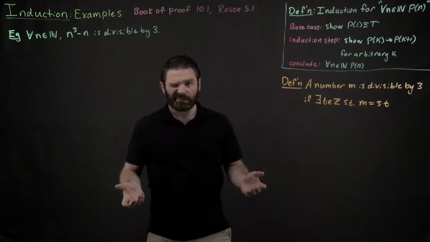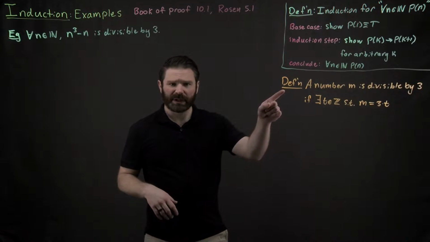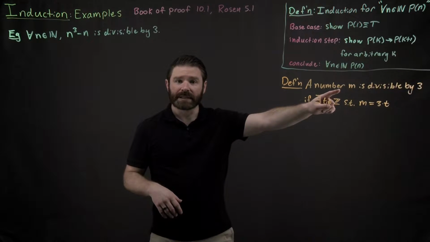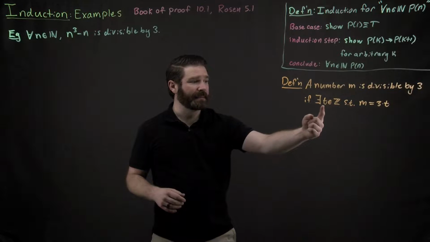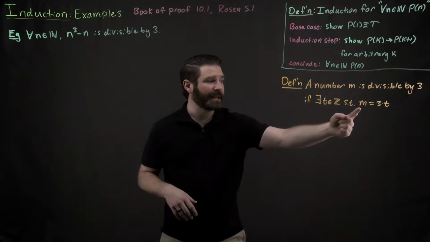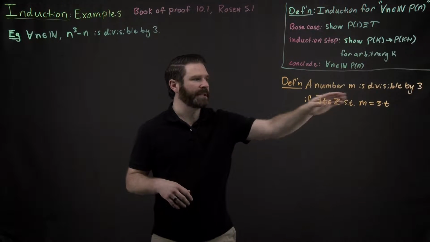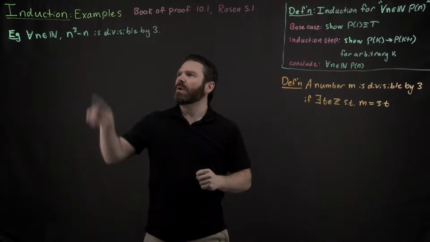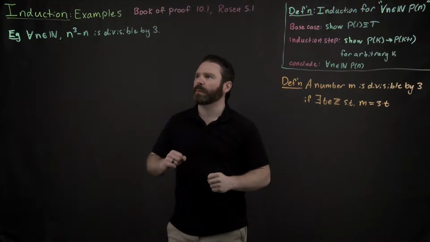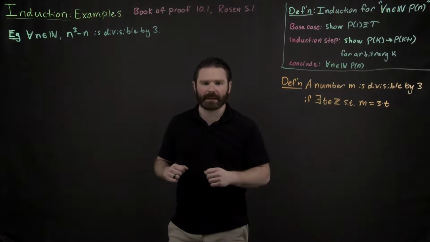In case you've forgotten about the definition of divisibility, I've written it right here. A number m is divisible by 3 if there exists some other integer such that we could write that number as 3 times that integer. So that's what it means for a number m to be divisible by 3. So we want to show that this thing is divisible by 3 for every natural number n.